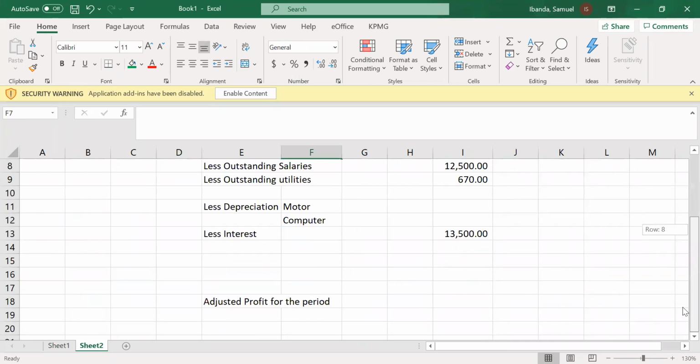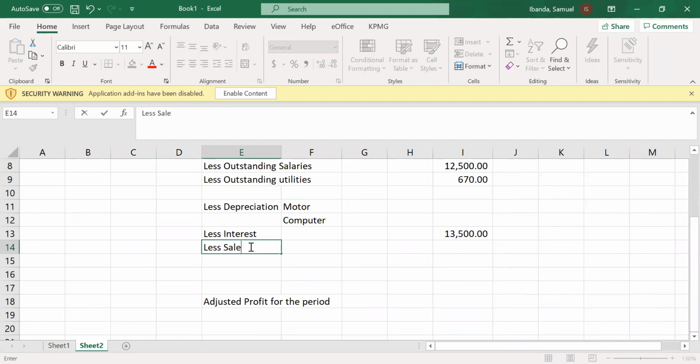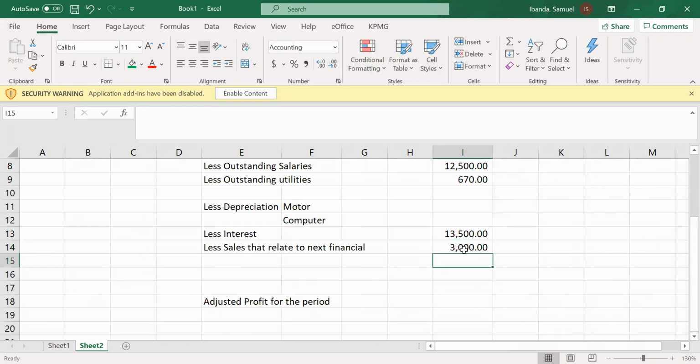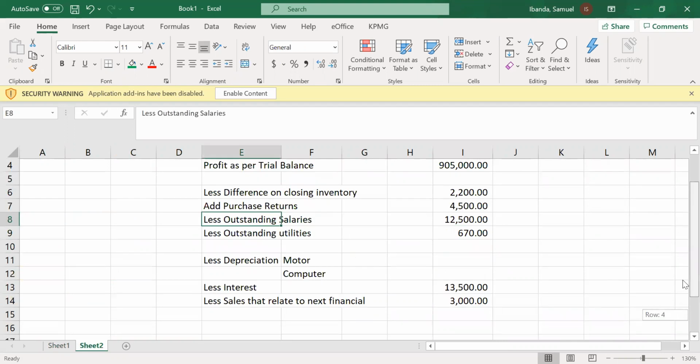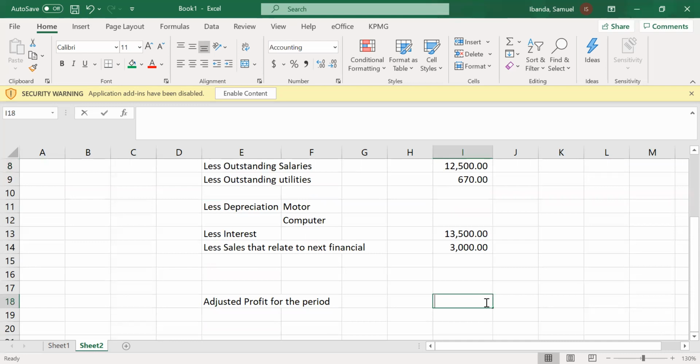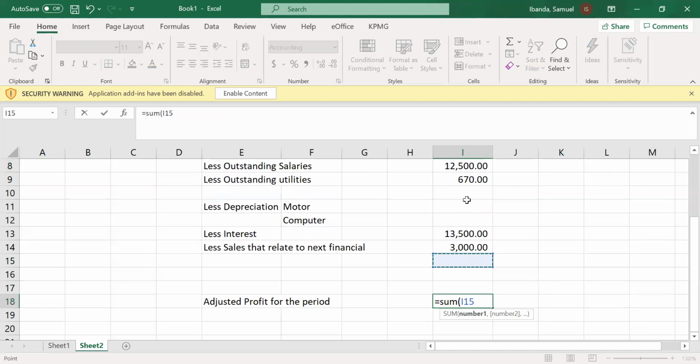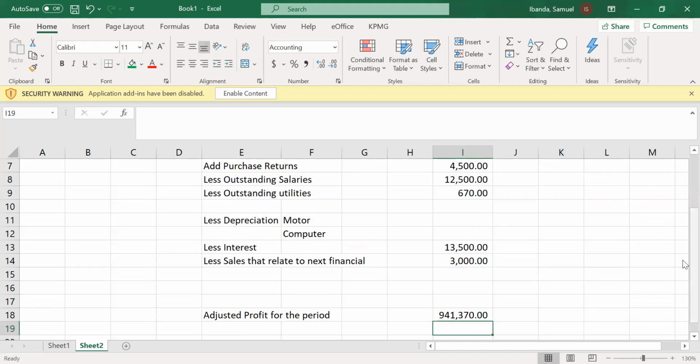So that means that even when we are making an adjustment here, I'll just come here and say, less sales that relate to next financial year. Okay, relate to next financial year. So you're able to write them there and put the figure, which is let's say 3 million. So after you've added and subtracted whatever is supposed to be subtracted and added, you're now able to come to your remaining figure. What basically should be your new profit.